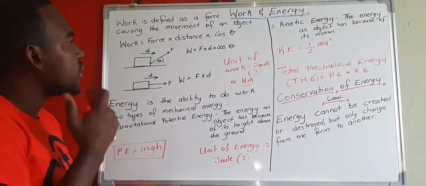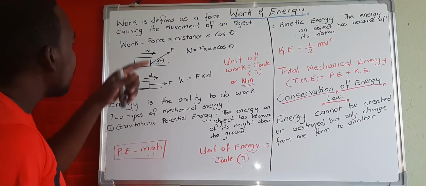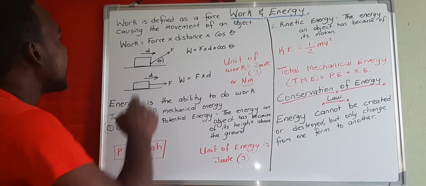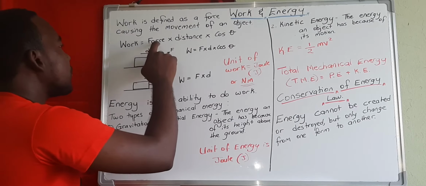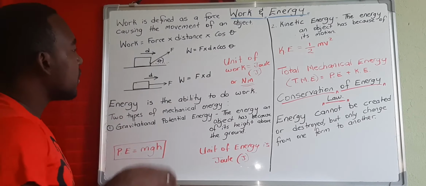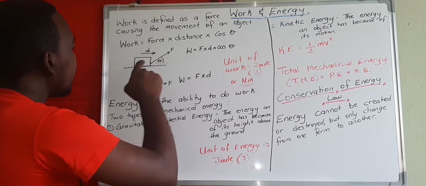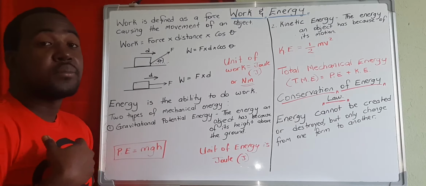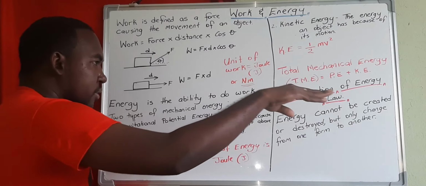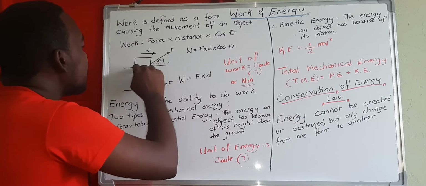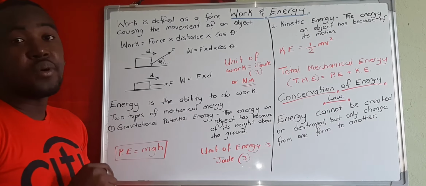So let's see what cos theta is. Cos theta tells us the angle between the force that's causing the motion and the distance in which it's moving. If we look at this example here, we have a box being pulled at a slant with force F, and the direction in which it moves is in a horizontal plane. So it's going to pull it against the floor.